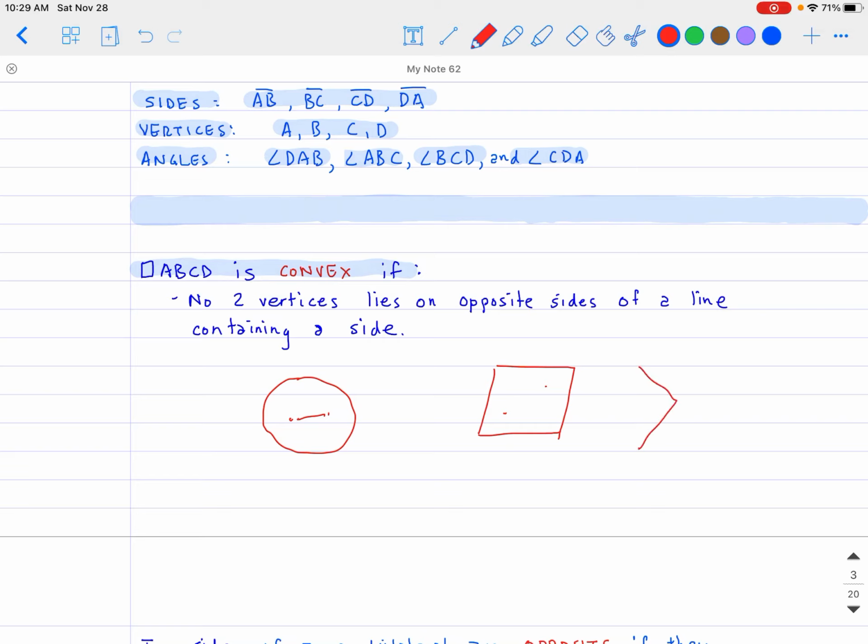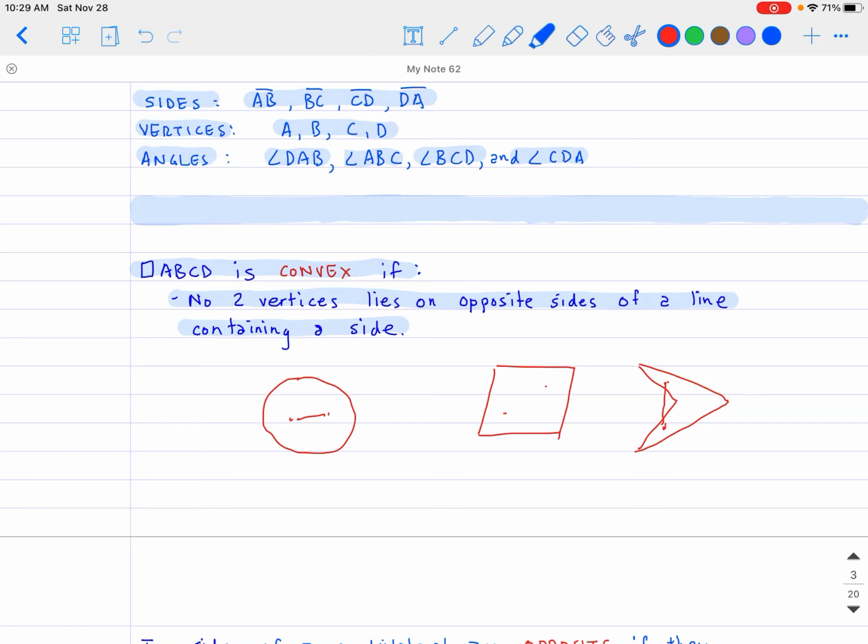But if I draw something like, say, this over here, then you can see that if I pick any 2 points that are over here and also over here, as soon as I create that line segment, that is not going to be considered convex. So the way we defined it, without having to deal with the two lines thing, because that actually makes it more complex, we just say the following: no two vertices lie on the opposite sides of a line containing the sides.